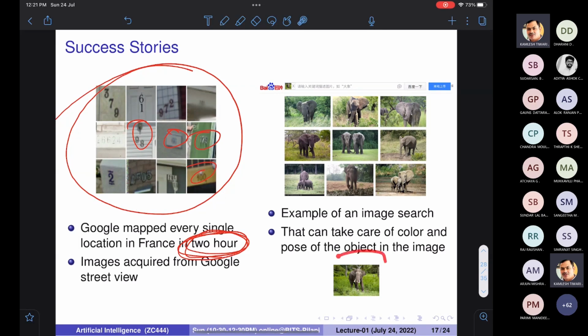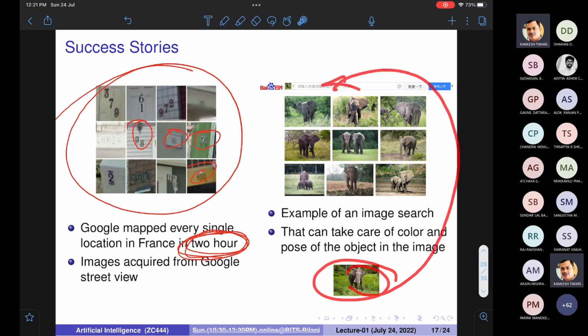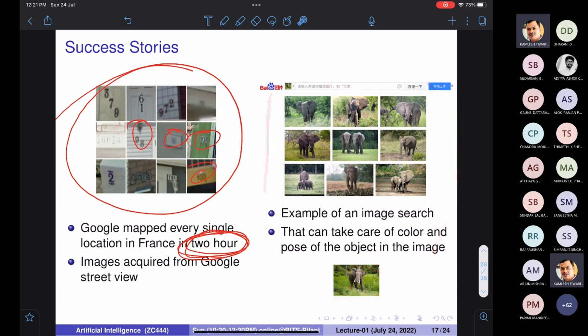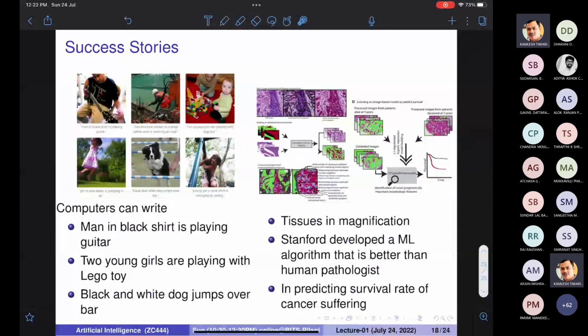Image search is also very advanced these days. This is the Baidu search engine, and I think two years back I did this search. If I send this image and search, we got this result. Here is an elephant, everywhere there is an elephant. The elephant is inside the grass, everywhere there is grass. The elephant is facing frontal, everywhere it is facing frontal. Very, very good algorithm.